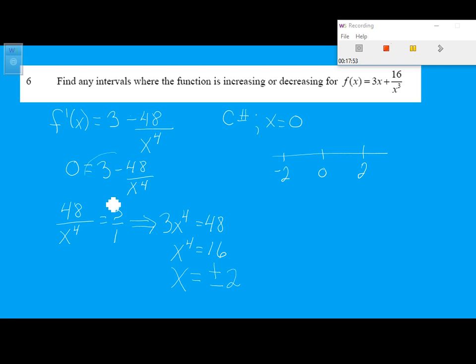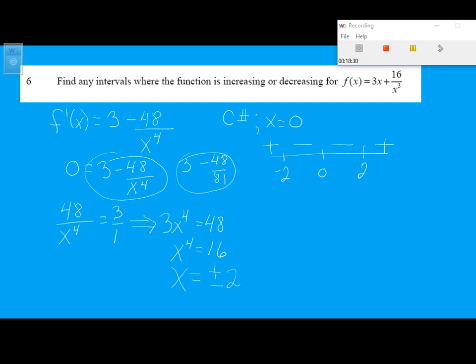Now, when we play our number line game, I'm going to pick a 3, because 3 to the fourth is 81. So I would have 3 minus 48 over 81. Well, that number is definitely going to be positive. If I pick a 1, I'm going to get 3 minus 48, which is definitely negative. If I pick a negative 1, I'm going to get 3 minus 48 again, and then a positive.